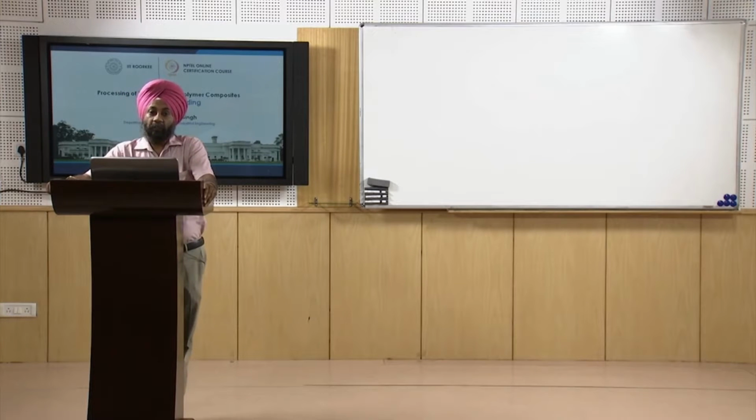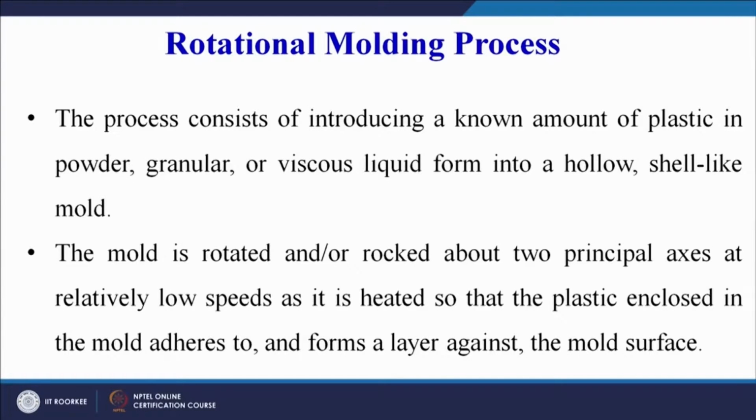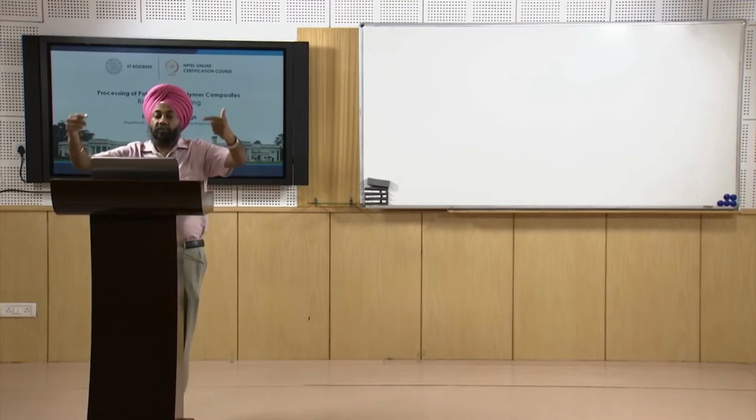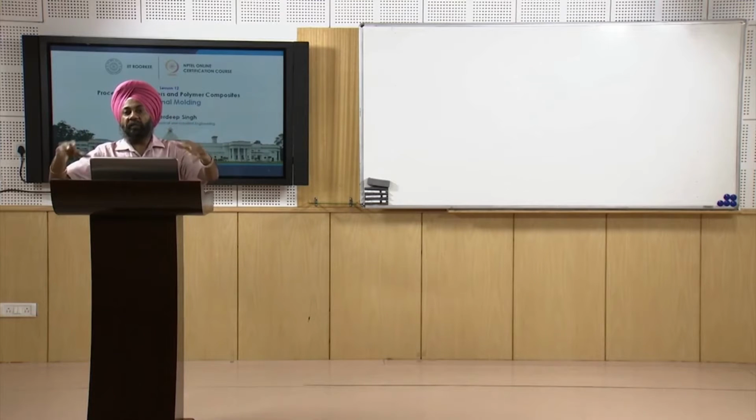So the mold in this case is hollow; it is a split type of mold. Especially viscous liquid is written because most of the thermosets that we get are in the form of viscous liquids. The mold is rotated and/or rocked about. It may not be that complete rotation is done, depending upon the final shape of the mold or final shape of the product that we want to make.